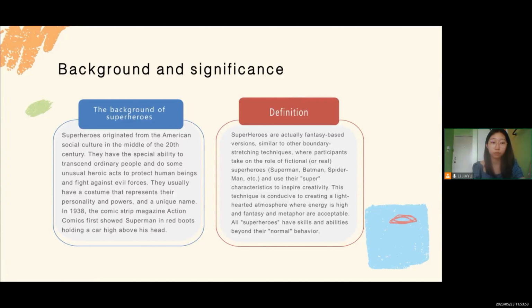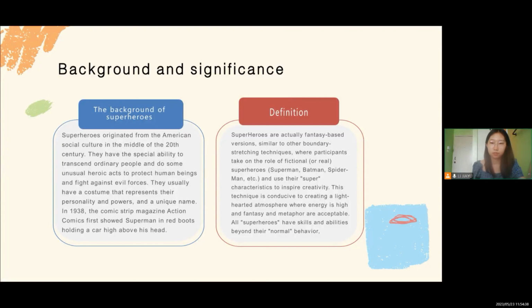The first point, the background: superheroes originated in American culture in the mid-20th century. They have special abilities beyond ordinary people and do useful actions to protect humans. They usually have costumes that reflect their personality and strengths, and a unique name. Like in 1938, the comic magazine Action Comics first showed Superman in a heroic pose, holding a car above his head.